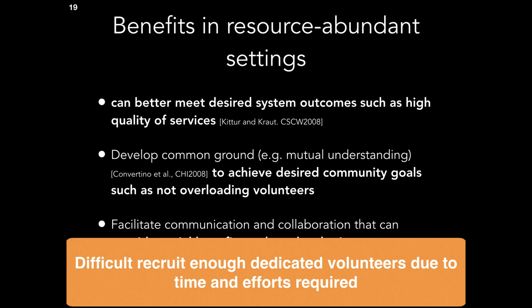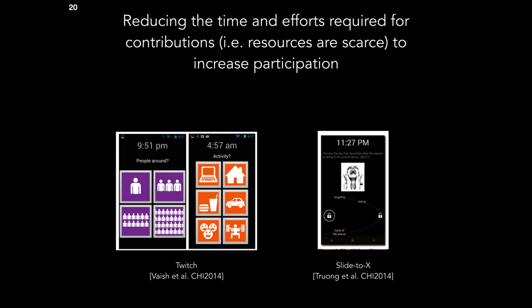Despite all its benefits, it's quite difficult to recruit enough dedicated volunteers who are willing to spend the time and effort. And as a result, a lot of systems will fail. So to reduce the cost associated with these contributions, one way is to reduce the time and effort required for contributions to increase participation.